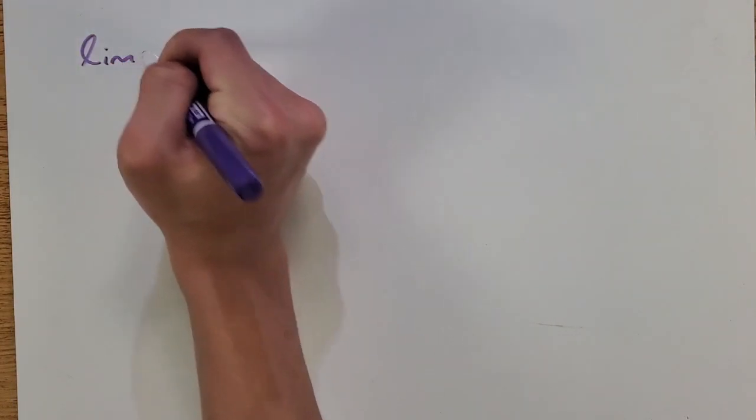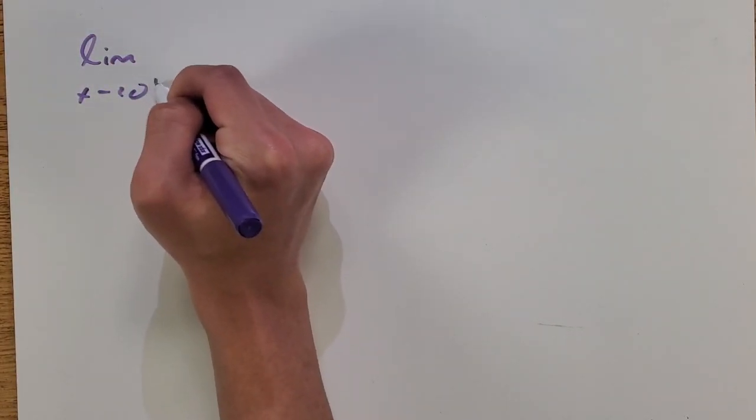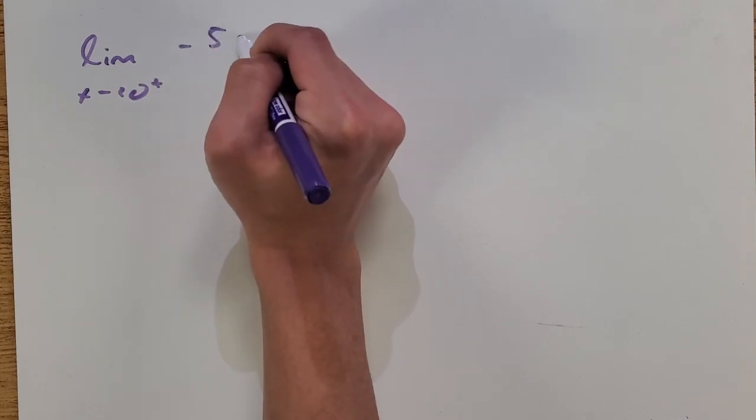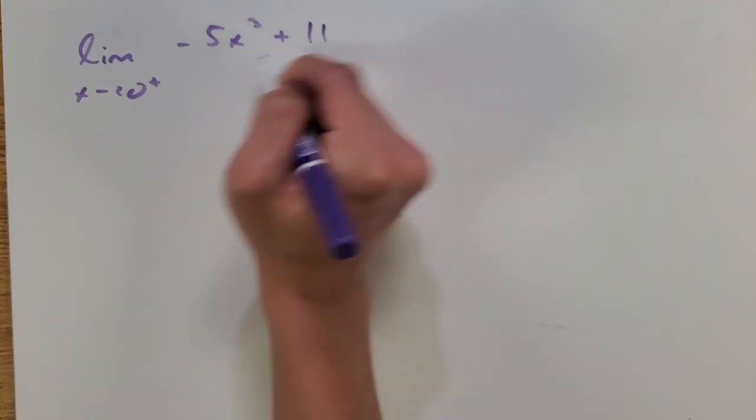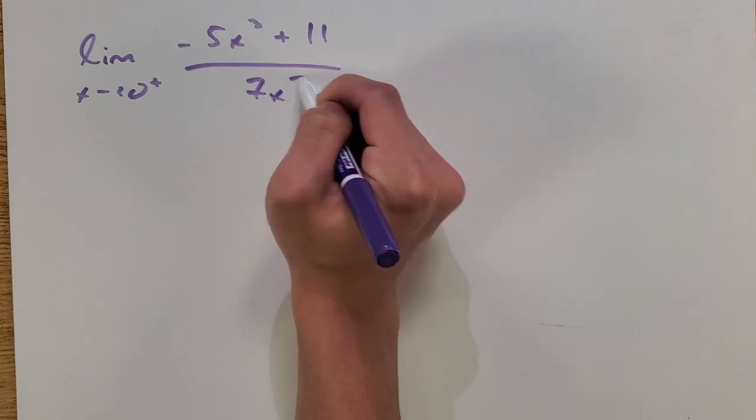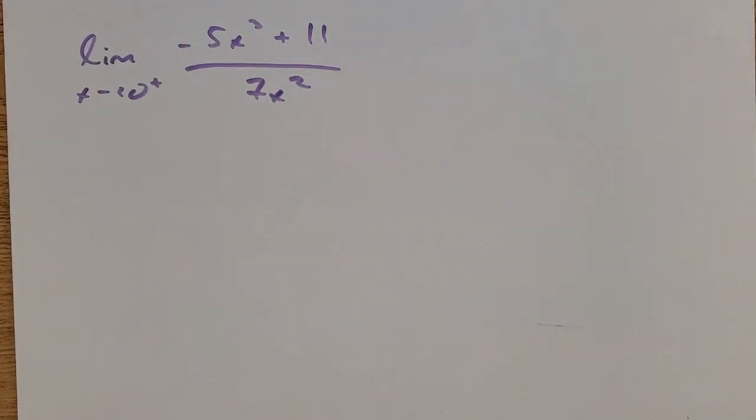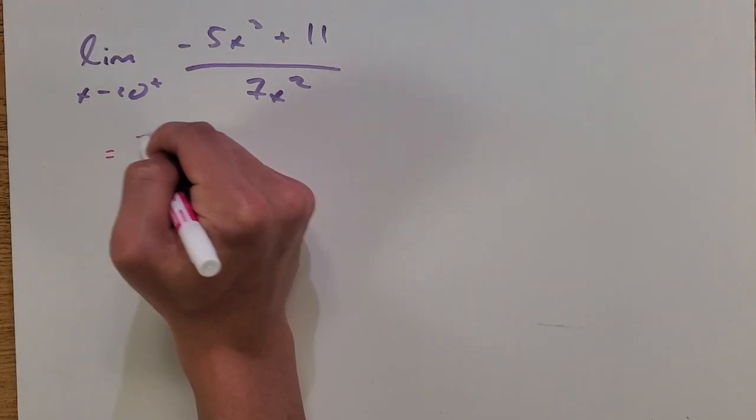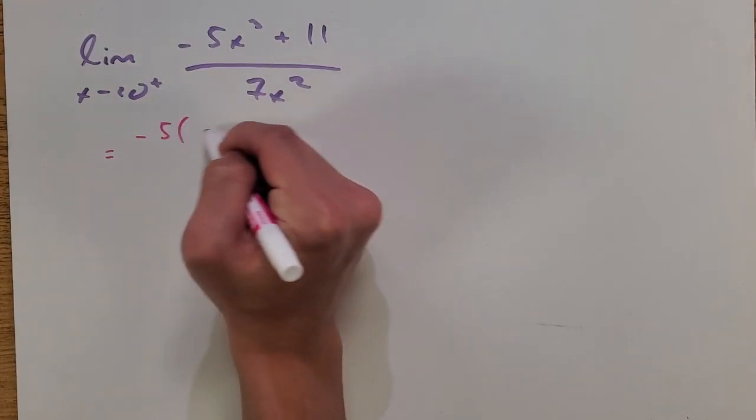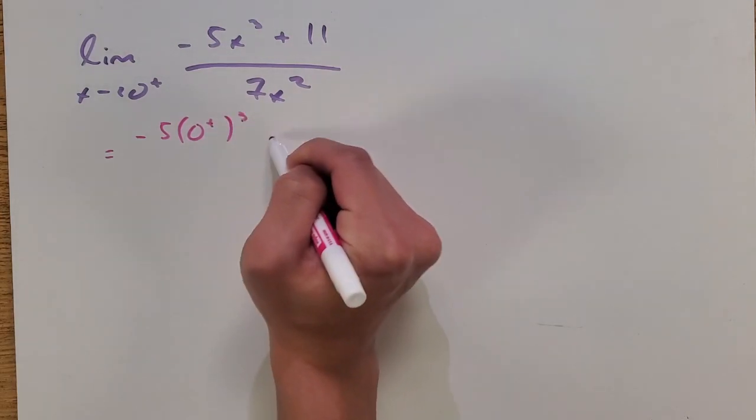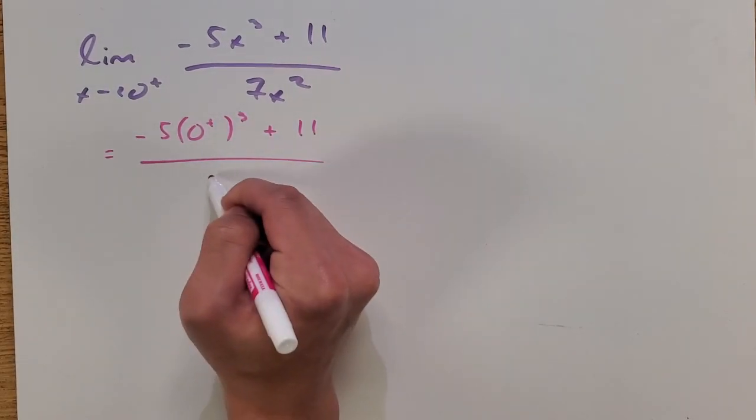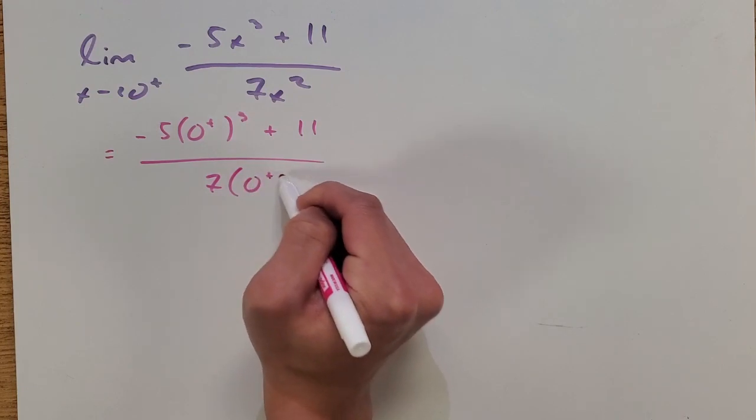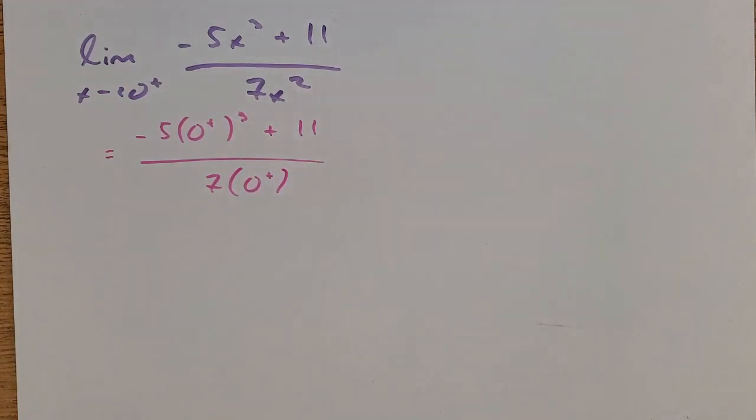Evaluate the limit as x approaches 0 from the positive side of negative 5x cubed plus 11 over 7x squared. Since this is a one-sided limit, we can simply evaluate by plugging in 0 positive. Think of 0 positive as an infinitely small number that nears 0 from the positive side, but it is not 0.